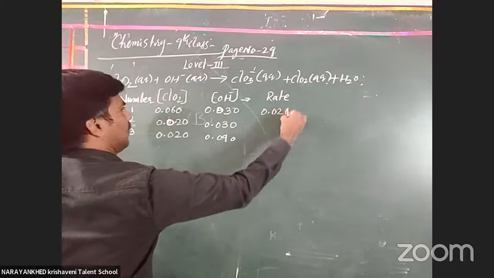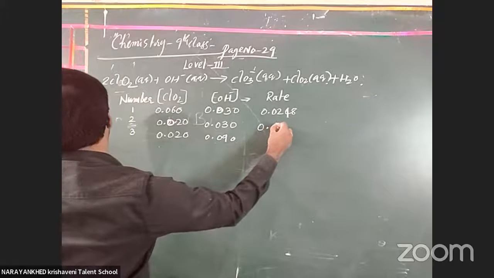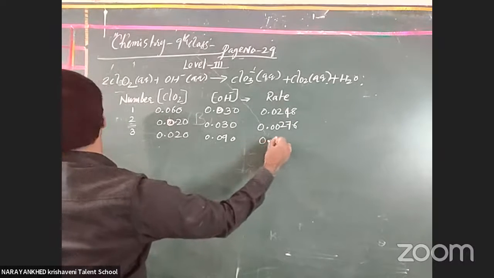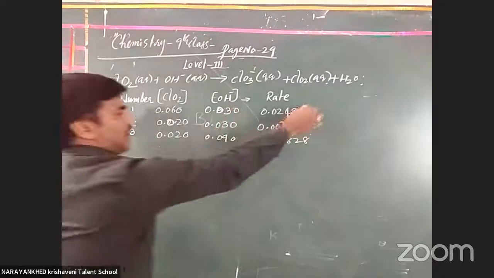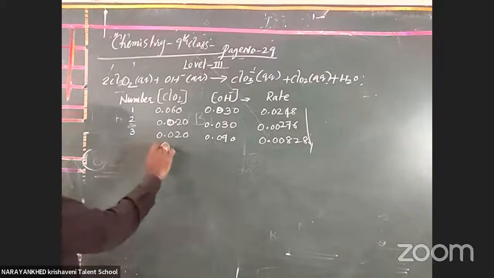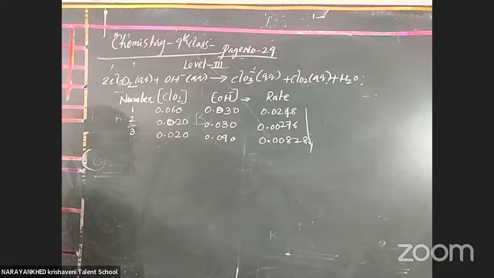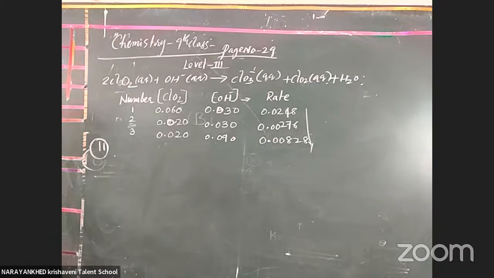It is taken as 0.0248, then 0.00276 we get, and 0.00828. Check it once, the rate decreases. Clear or not? The time changes based on whatever concentration changes we are considering. Got it? This is only about the given problem. Now the 11th question answer. Everyone must and should complete it. Okay, now what is the 11th question? One step in.